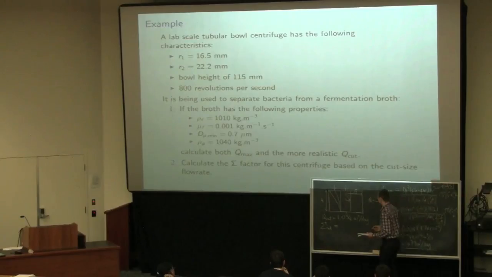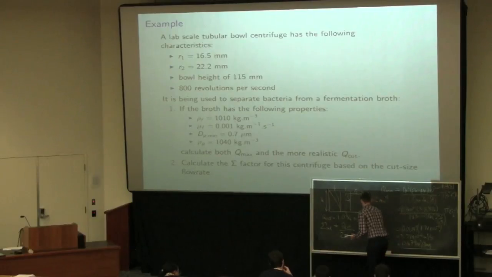So Q cut, given Q cut is that meters cubed per day, we can calculate sigma cut is equal to Q cut divided by 2 times the terminal settling velocity. So then we just need the terminal settling velocity. We know Q cut already from the previous question. Terminal settling velocity, just use Stokes' law.